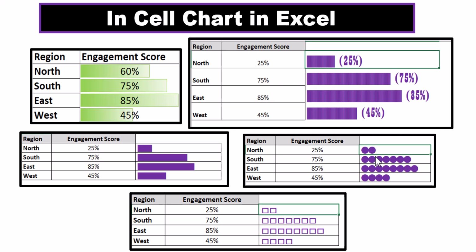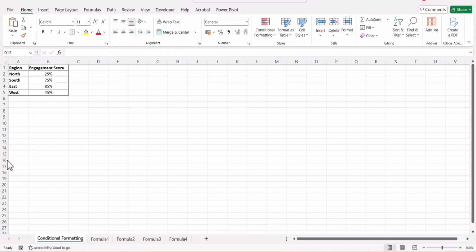That is the series, the axis, none of that is present in this. It is purely done by conditional formatting or by using formulas. So let's go ahead and see how to create these charts in Excel. If you see in this chart, we have the regions and the engagement score present here.